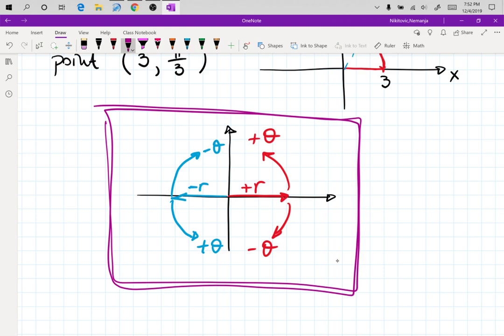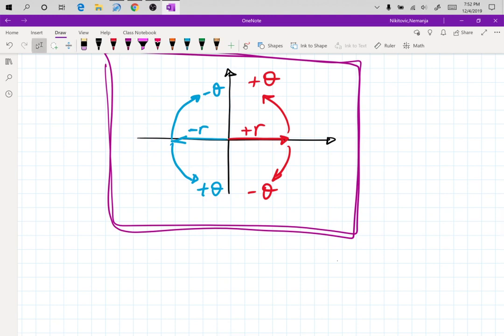So now I can challenge you guys with (-4, pi over 6), let's say. And you should be able to graph this on your own now, observing the diagram above. No pressure, you have 18 seconds.